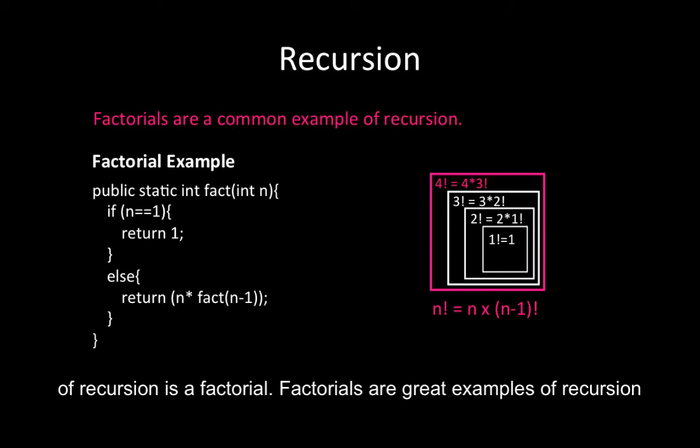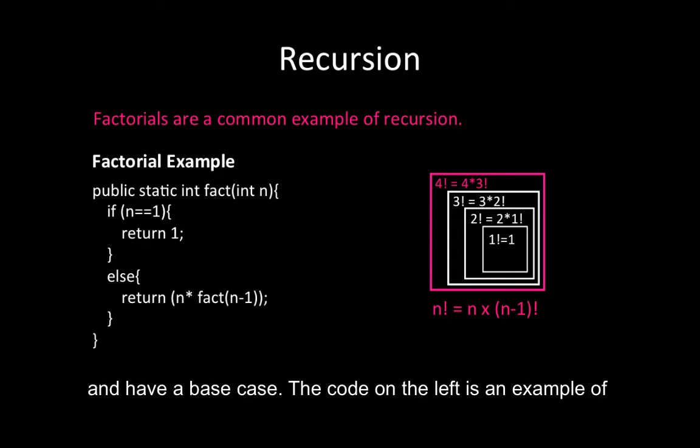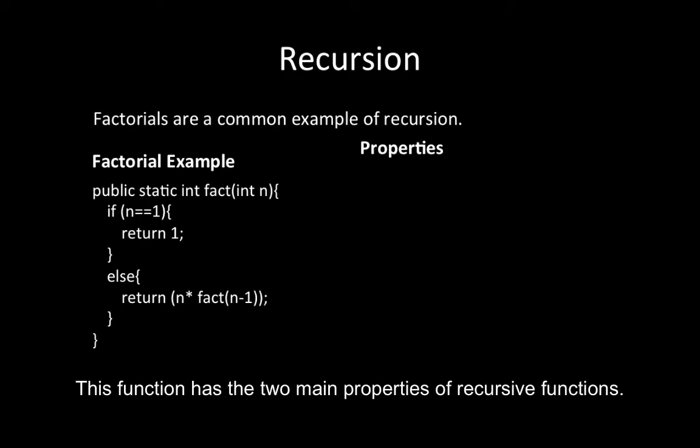One of the most common examples of recursion is a factorial. Factorials are great examples because they follow the two rules of recursive functions. They call themselves and have a base case. The code on the left is an example of the implementation of a factorial function. This function has the two main properties of recursive functions.